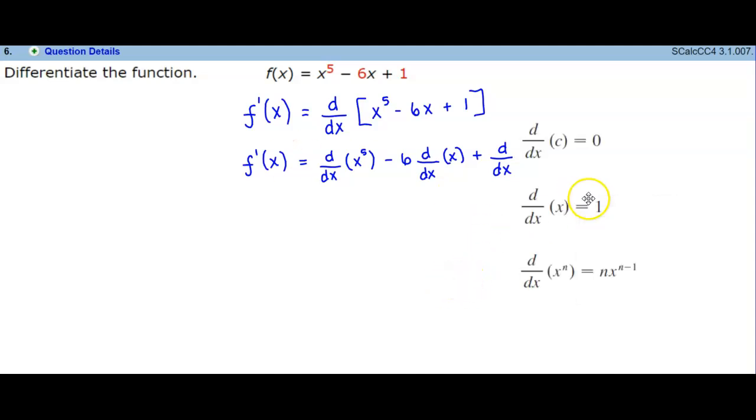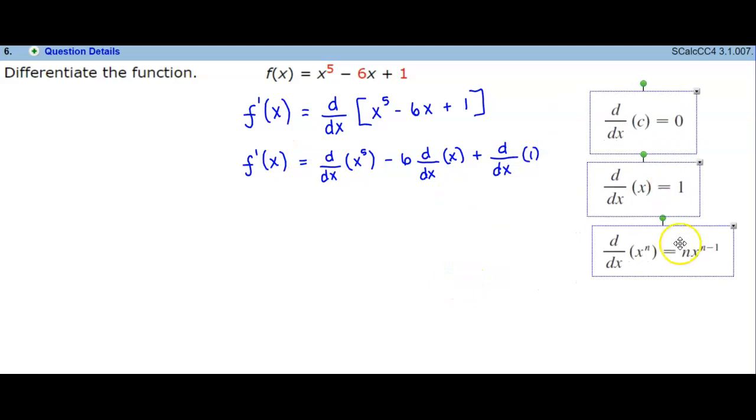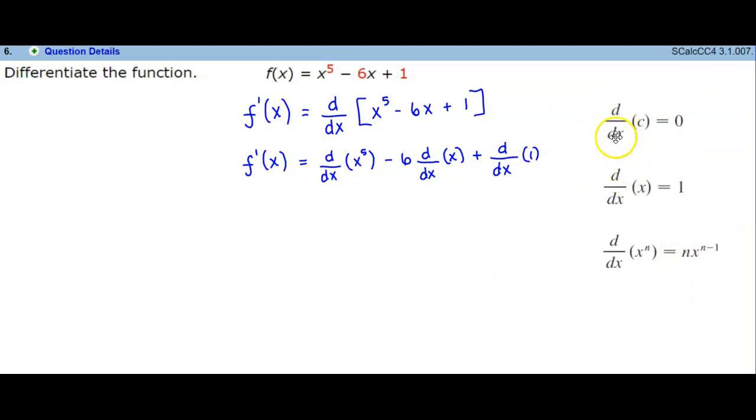Okay, so now let's take a look at the definitions. So we know that if we take the derivative with respect to x of a constant, it's equal to 0. If we take the derivative with respect to x of x, it's equal to 1. And the derivative with respect to x of x to the nth power is equal to n times x to the n minus 1, which is called the power rule. So let's apply it to each one of these terms.